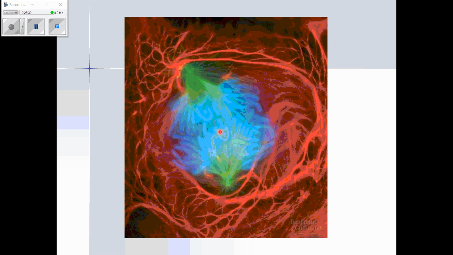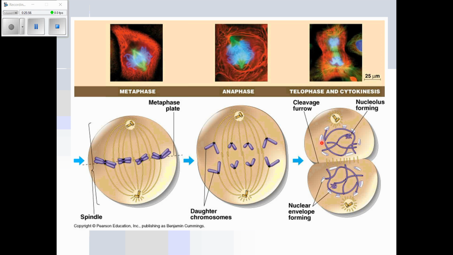Nice little picture of anaphase. You can start to see a little bit of empty space right in this area because one copy of every chromosome is being pulled to the north, one copy of every chromosome is being pulled to the south.